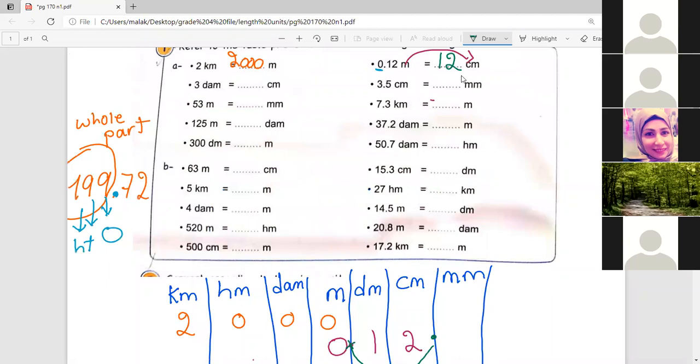So don't forget, whenever we have a decimal number, if we are moving to the right or moving back, we should move the decimal point. Move the point with me, okay?